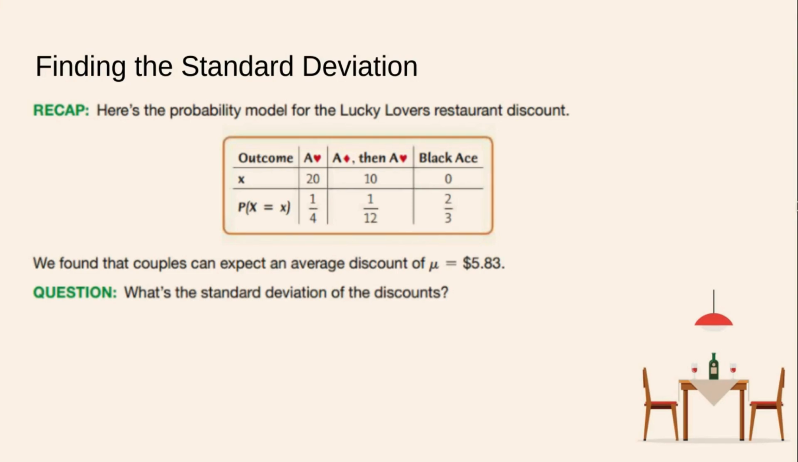Here we are back at this Lucky Lovers restaurant discount problem. So here's the probability model for the Lucky Lovers restaurant discount. If we got an ace of hearts, as you recall, we would get a $20 discount, $10 discount for an ace of diamonds followed by an ace of hearts, and then for any other ace we get no special deal. Bummer. So we found that couples can expect an average discount, the mean, of $5.83. So the question is, what is the standard deviation of the discounts? How variable are these discounts?